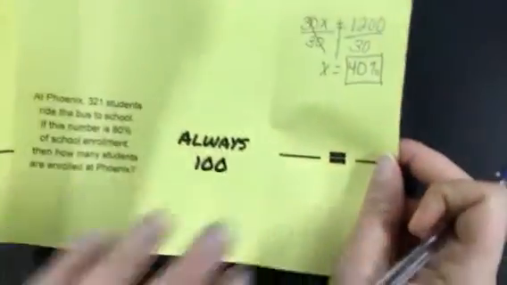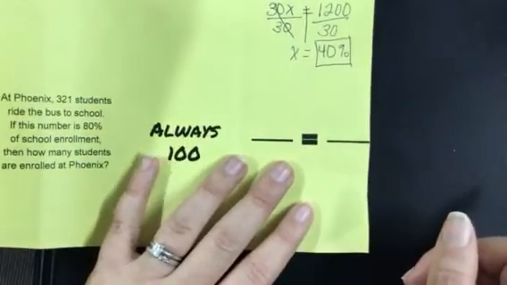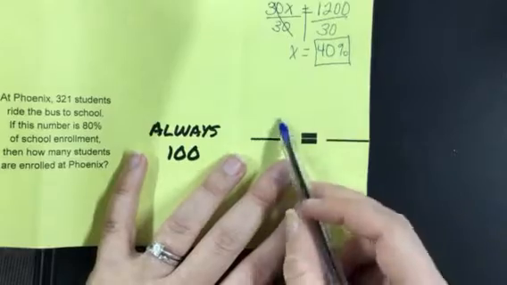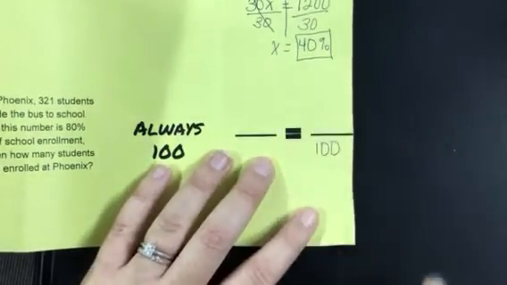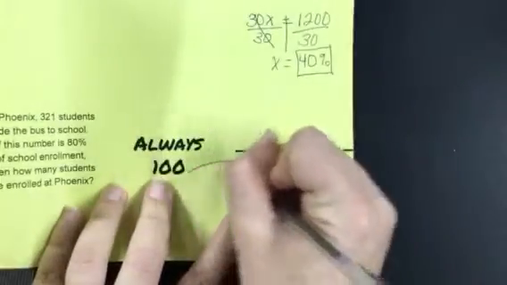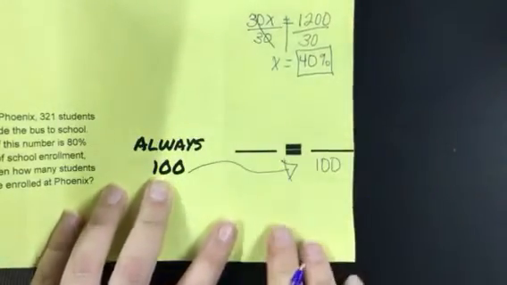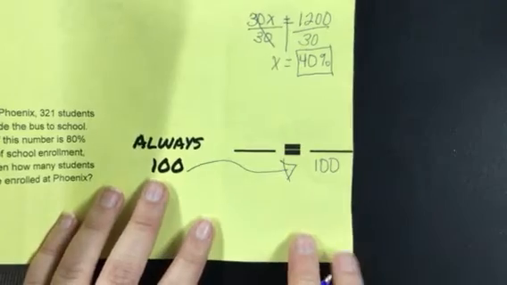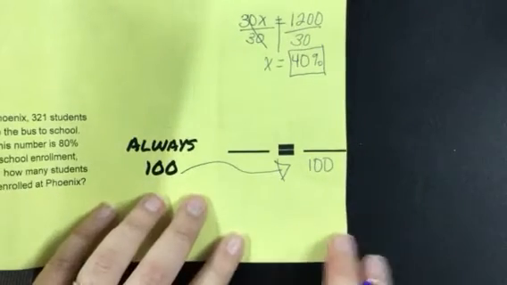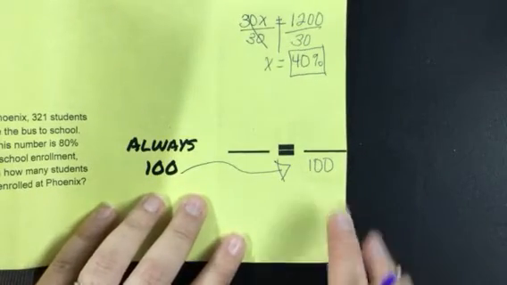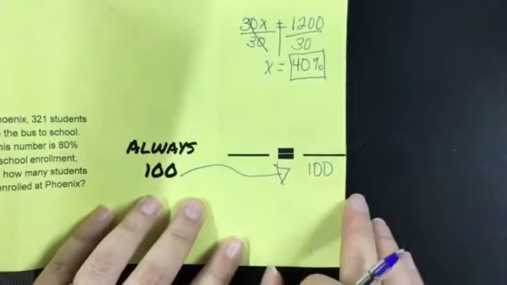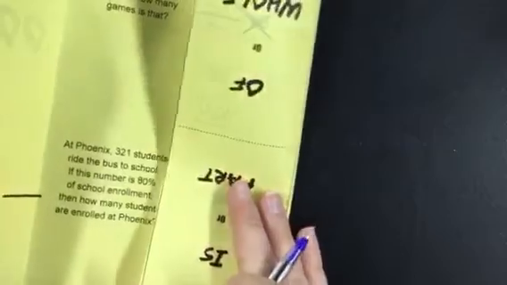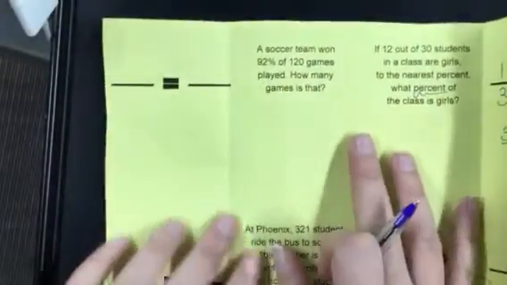All right, down here at the bottom, this is just talking again about what we always put. I just want you to write where the 100 always goes. Okay. So this one we solve for the percent. This one's just talking about the 100. All right. Let's come over here.